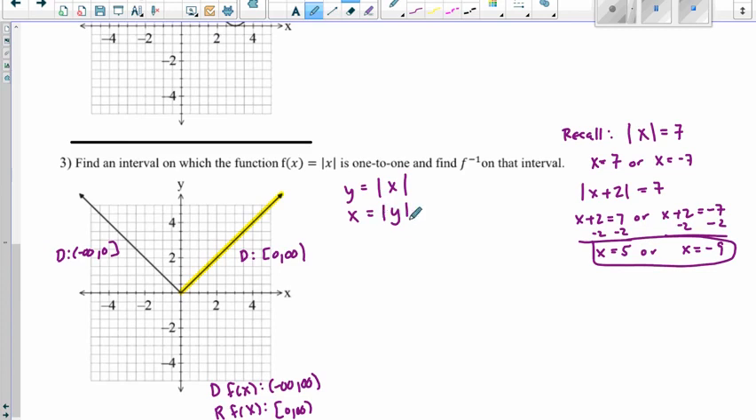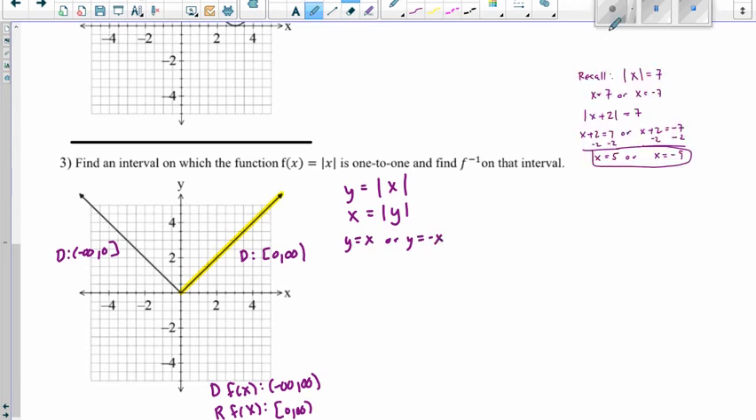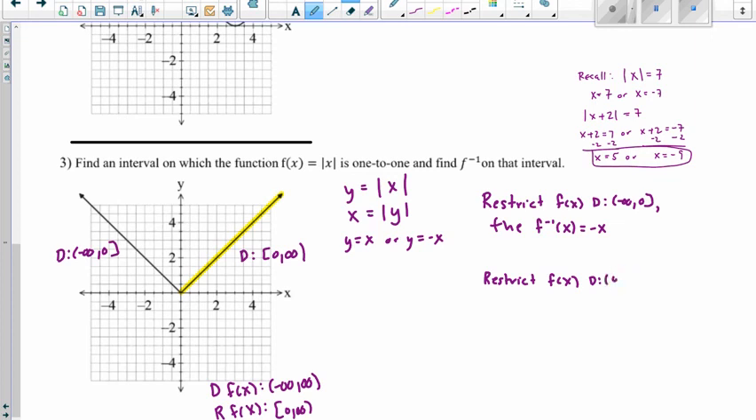And so over here, in order to get the y out of the absolute value, I have to set up my two equations. So we would get y is equal to the absolute value of x, or y equals the negative absolute value of x. And so now I can write my answer. So we say restrict f of x's domain to negative infinity to 0. Then f inverse of x is equal to, and if we're doing the negative side, we would use negative x, or we could restrict f of x's domain to 0 to infinity. Then f inverse of x is equal to the positive x.